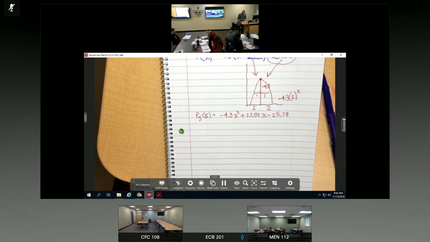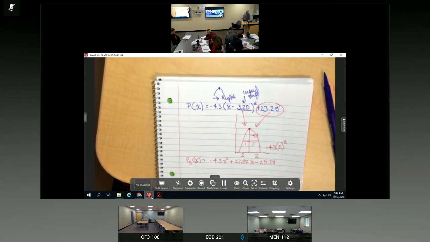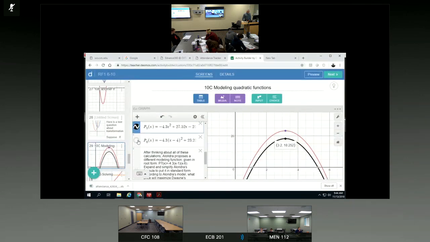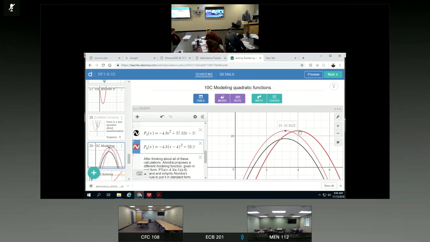Number 6. Suppose that experience tells Dwayne that he maximizes his profit when he sets the ice cream bars at $4. How much more money will he sell them for instead of $3.20? $0.80 more, right? So if you notice, instead of the maximum at $23.25 at $3.20, he sells them for 80 cents more. So we go forward 80 cents.